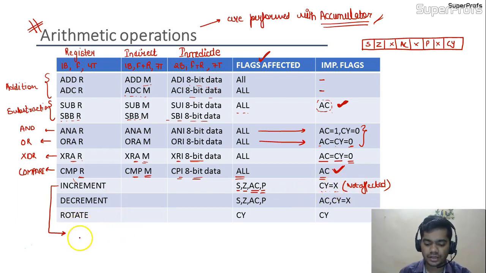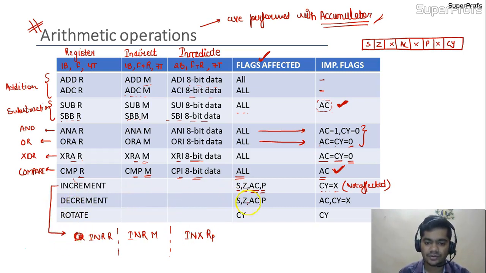There would be no effect on the carry. For increment, it can be an increment of the content of register R, or of the content of M, which is pointed to by the HL register pair, or of the content of a register pair. So it is an indirect addressing mode.